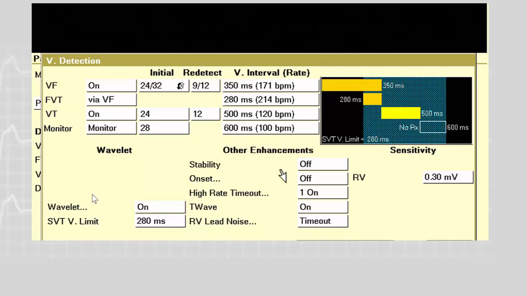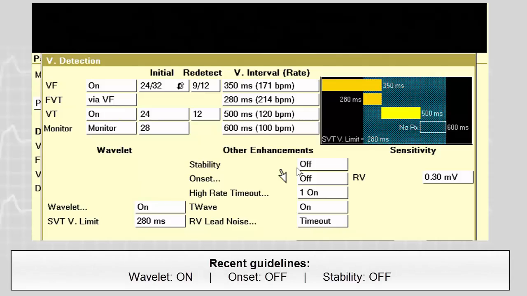In this patient, the only discriminator which was programmed on was the wavelet, whereas the two other ones were programmed off. This is now what is recommended in the new guidelines. Indeed, in the Medtronic single lead ICD, it's recommended to program only the wavelet on.